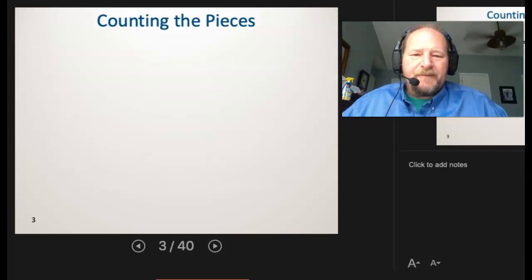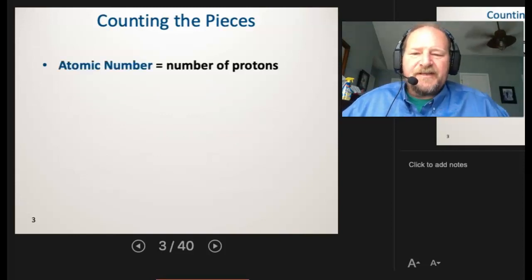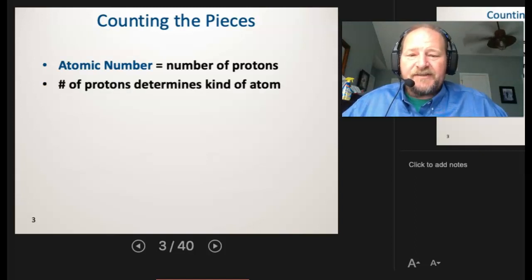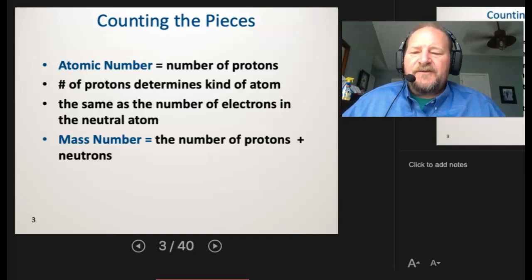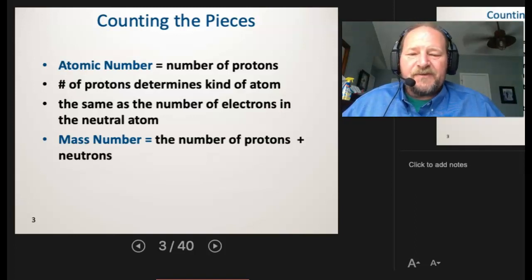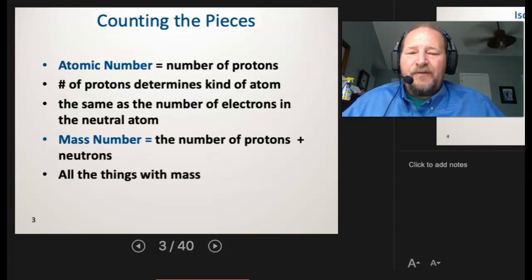Well, you're going to need to be able to count pieces. So we need to know that the atomic number is equal to the number of protons. We need to know that the number of protons determines the kind of atom that we're dealing with. We need to know that it's the same number of electrons in the neutral atom. So our protons and our electrons are equal to one another as long as it's a neutral atom. There's also the mass number. The mass number is equal to the protons plus the neutrons. And that means that all the things that have mass will be accounted for.